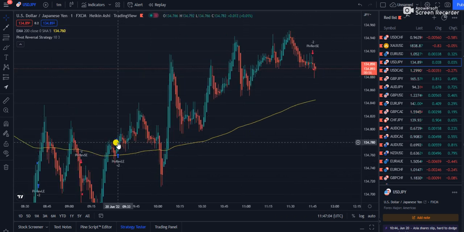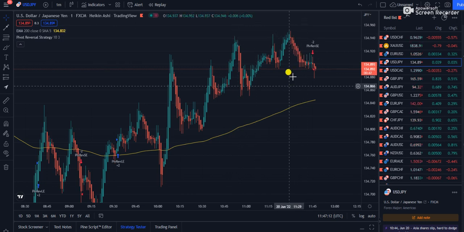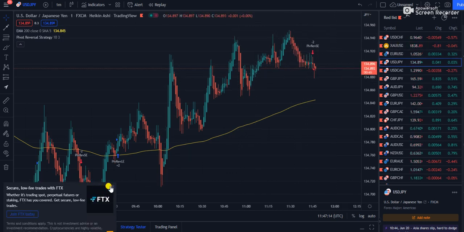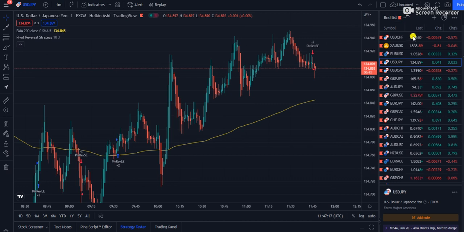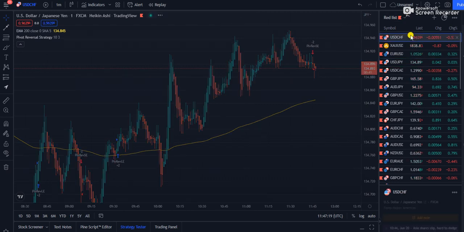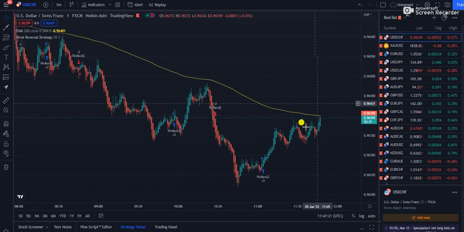Okay, so we can take a signal like the buy signal that comes above the moving average, and you can see we have also received a very good long high, and that's a very good thing that you can catch in the market without any pressure, because this strategy is very simple to use. Let's have a look at USD CHF.